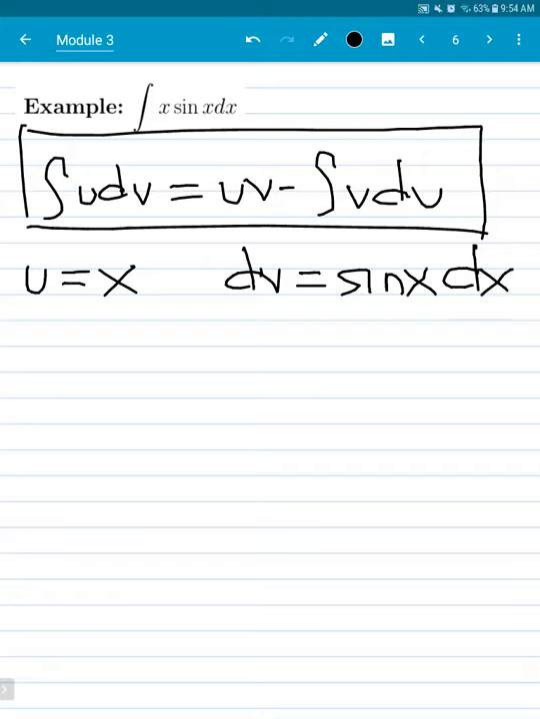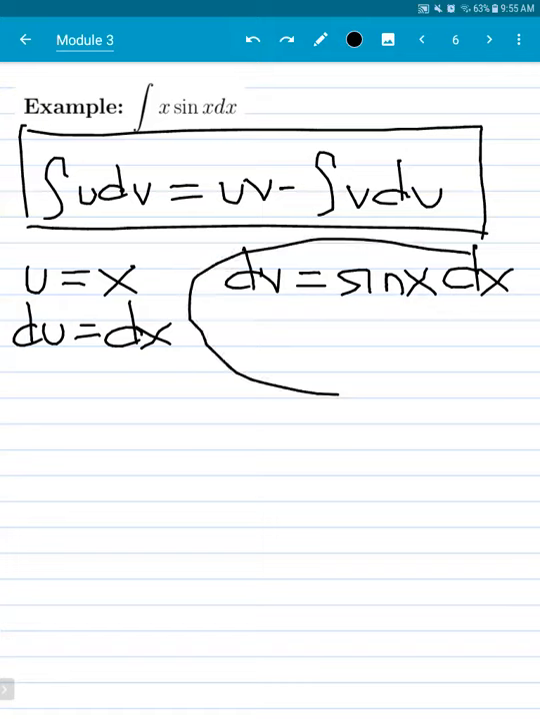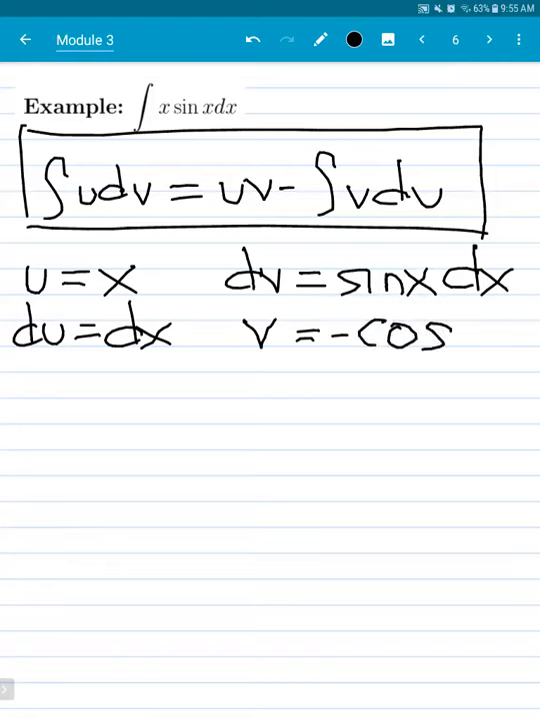So we have du. If we differentiate, we get du equals dx. And then if we integrate, we'll be integrating here because we have a derivative. So here we differentiate, but here we integrate. So integrating gives us v equals integral of sine x, which is negative cosine x.